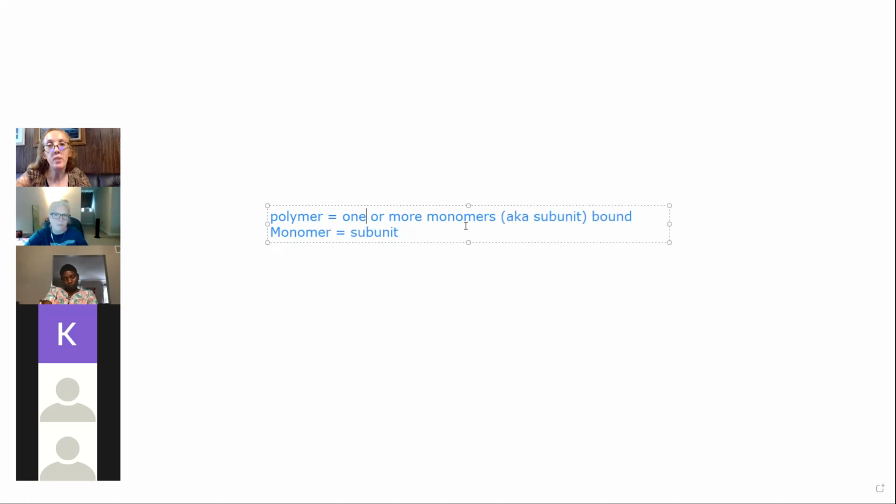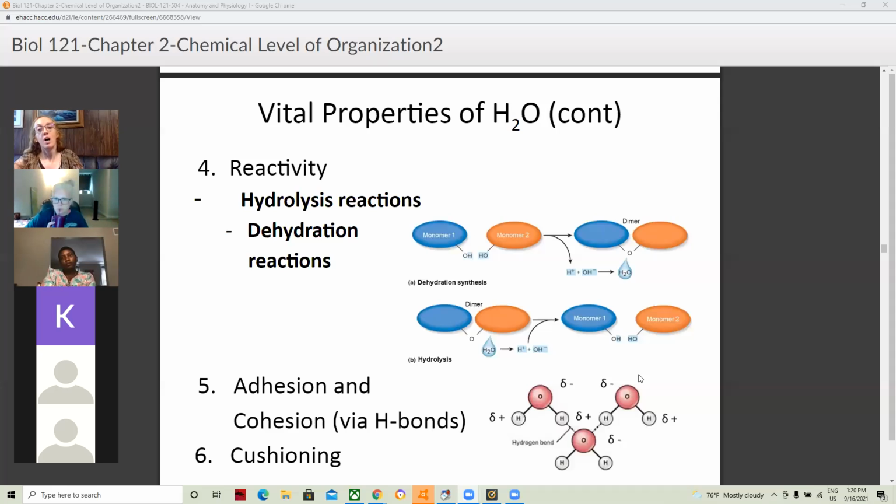So going back to our PowerPoint, and I know I don't type very fast, so I bet you have that written down before I can type it out. Two monomers come together, water is removed to form a polymer, which in this case is a dimer. Di meaning two. So this is one type of polymer. This is a dehydration, because you think dehydration, you're removing water.